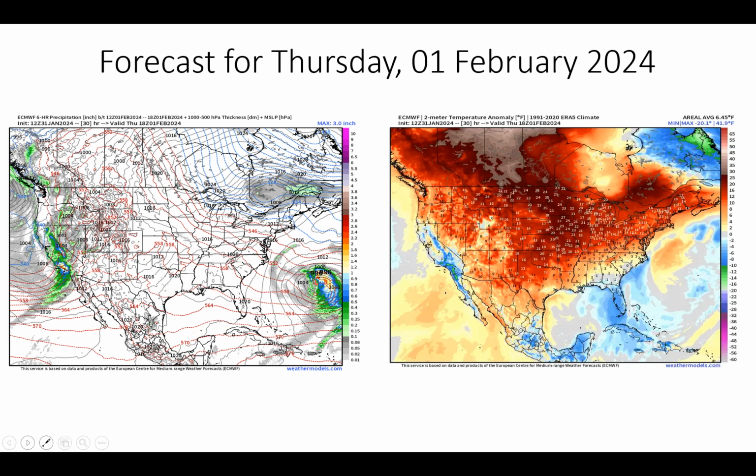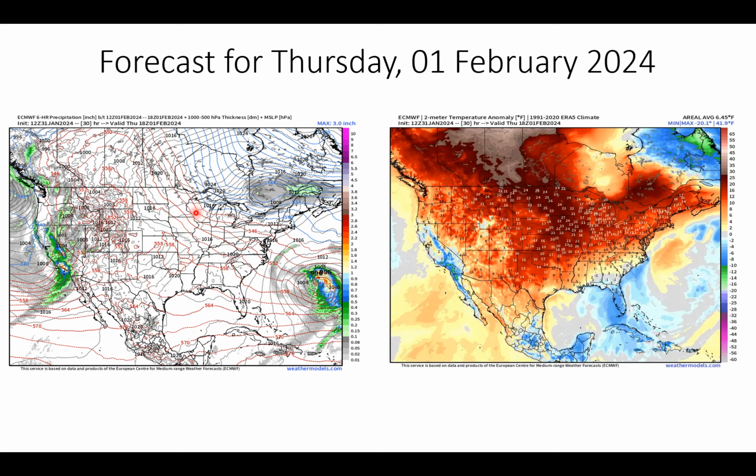Let me go ahead and get my pointer out here. Okay, so anytime you see these blue dashed lines on thickness charts, that indicates lower thickness values, and thickness is directly proportional to the air mass temperature. So blue dashed lines, lower thickness values, colder temperatures. Red dashed lines, higher thicknesses, warmer temperatures. And then, of course, the green and the orange and the yellows, these colors indicate precipitation.